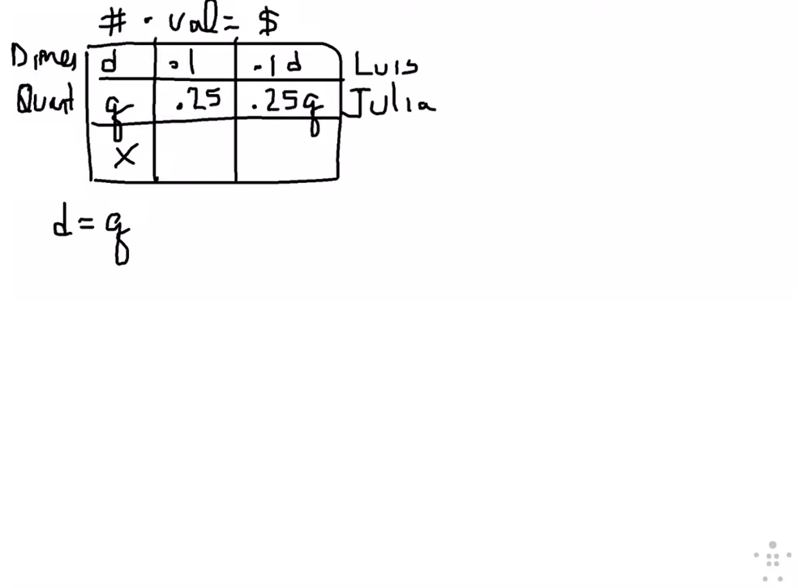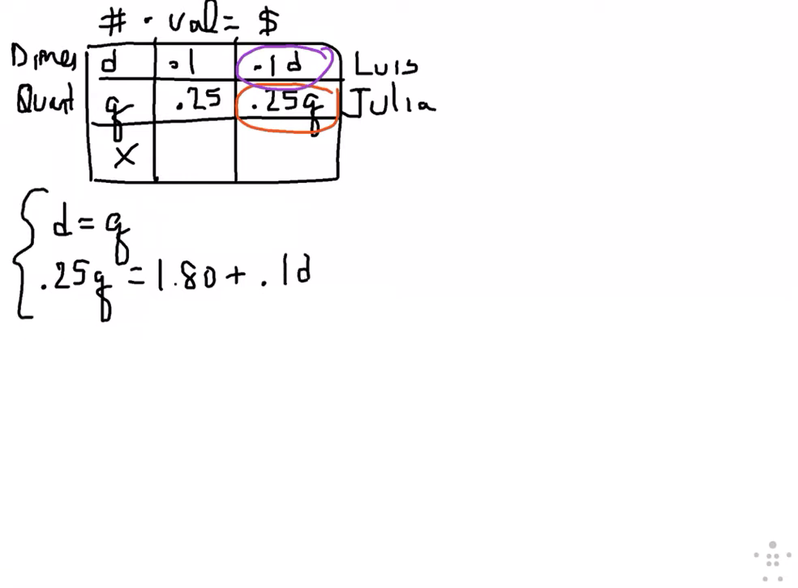And now the problem says that Julia has $1.80 more than Luis. So Julia, this is the amount of money Julia has, right? So that amount of money, 0.25q, is $1.80 more than Luis. And Luis's money is this one, the 0.1d. So it's $1.80 more than 0.1d. So there's our system of equations.